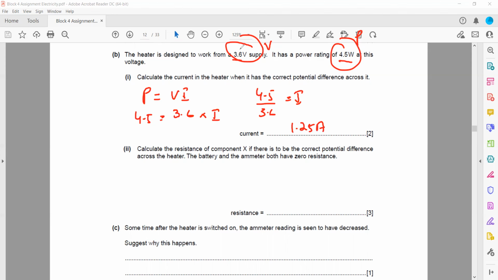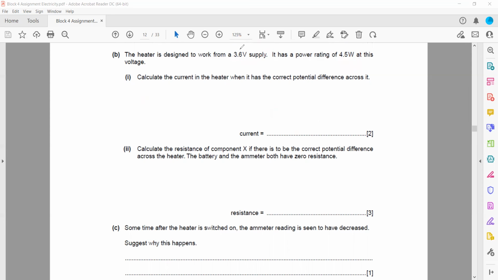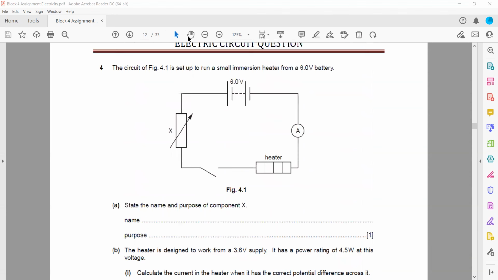which is passing through the heater. So 1.25 is the current which is passing through the heater as the switch is closed. Because they are in series, it is the same 1.25. So 1.25 will return and 1.25 enter the circuit. And they mention the voltage across the heater. How much is it? The voltage is 3.6. So they are connected in series.